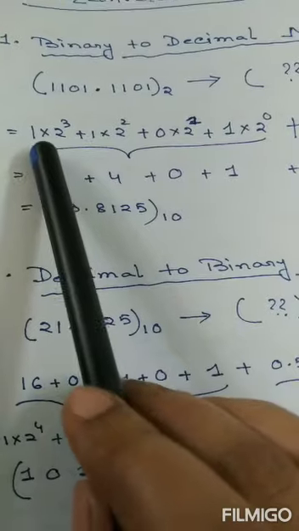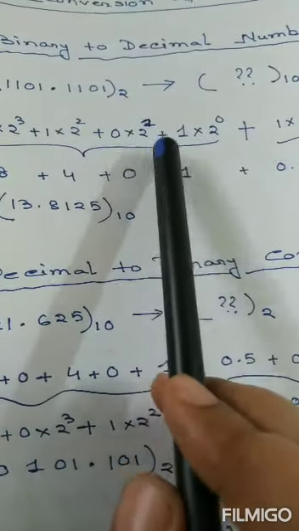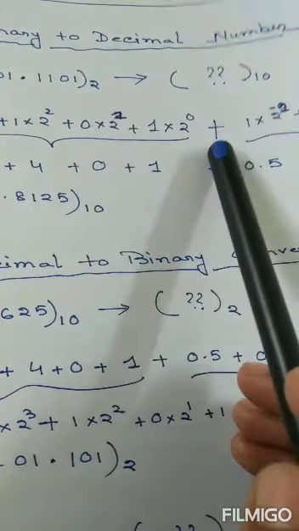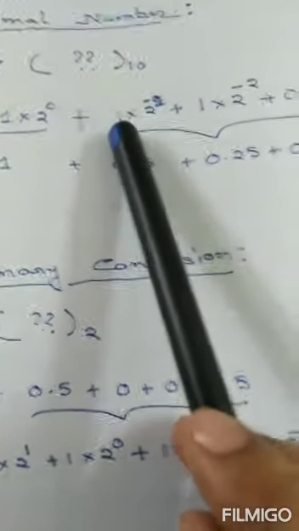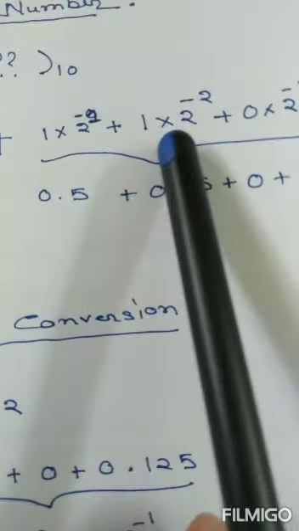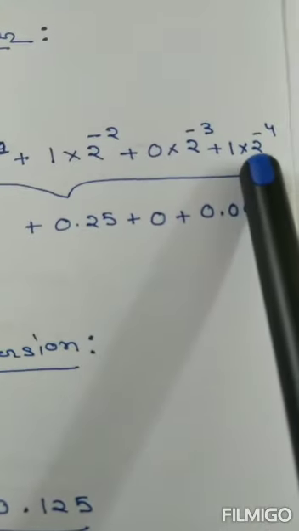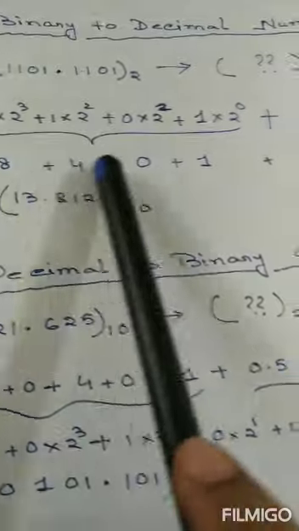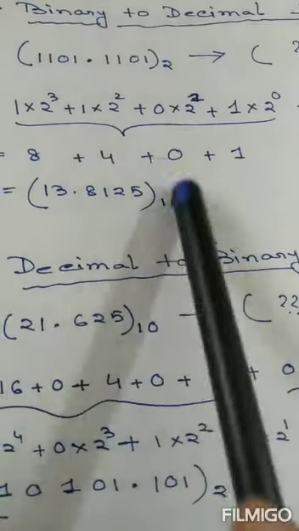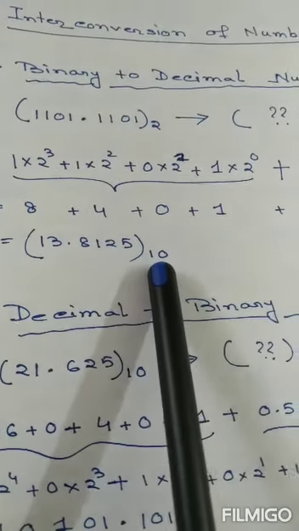So, here we can see that 1 into 2 cube plus 1 into 2 square plus 0 into 2 to the power 1 plus 1 into 2 to the power 0 plus, this is the integer part, plus 1 into 2 to the power minus 1 plus 1 into 2 to the power minus 2 plus 0 into 2 to the power minus 3 plus 1 into 2 to the power minus 4. This is the fraction part. So, just add the value and we'll get the value 13.8125. The base is 10.